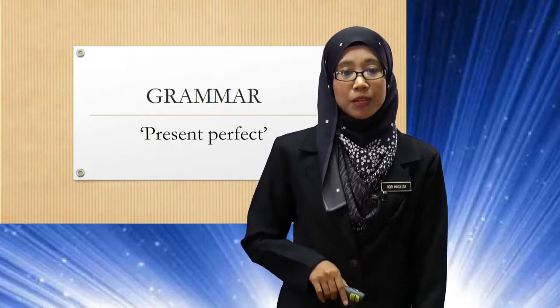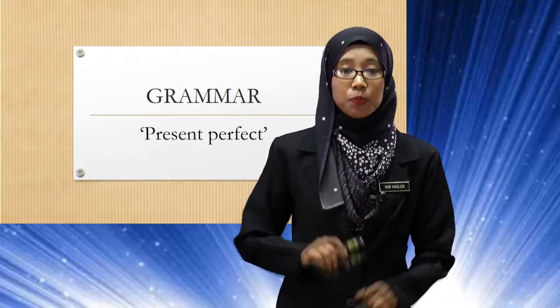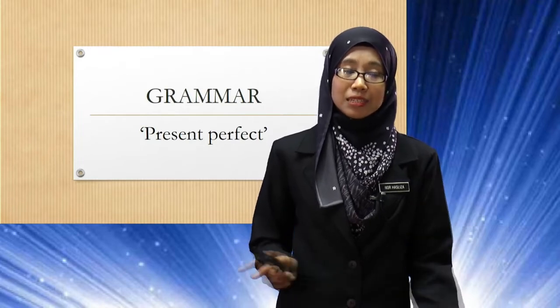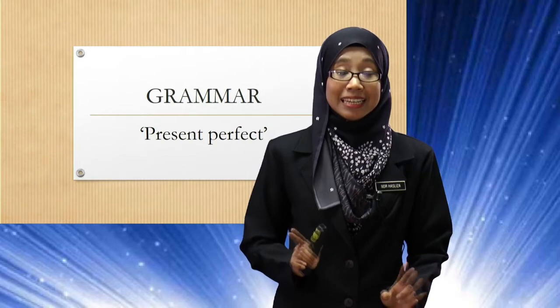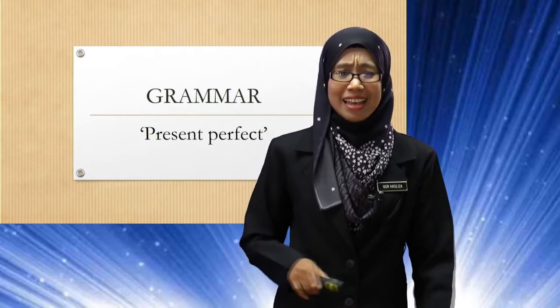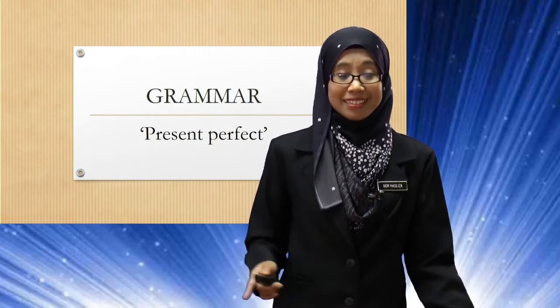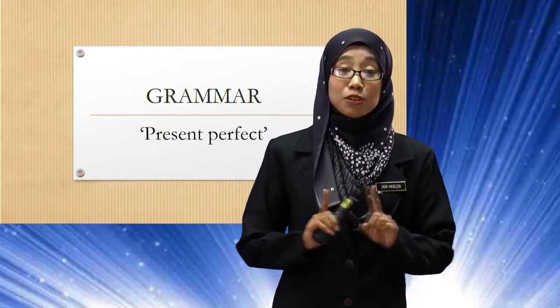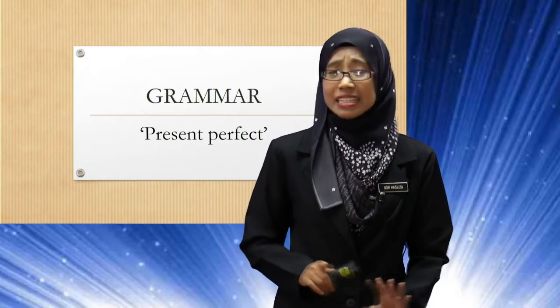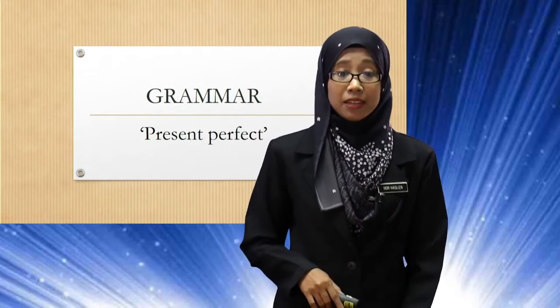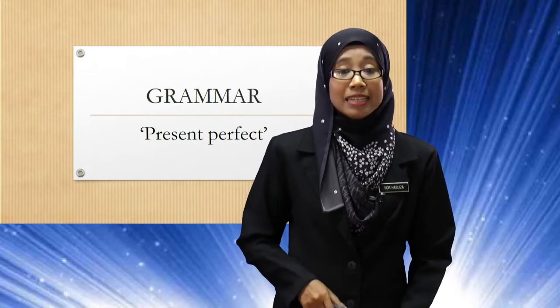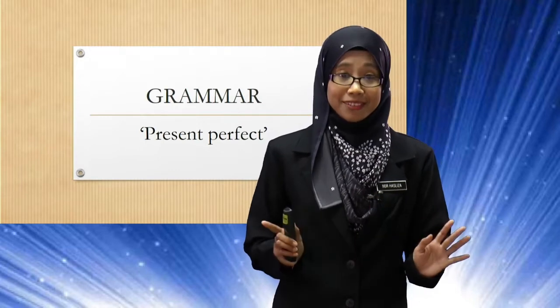To make it simpler, we use present perfect to describe an activity that happened in the past. It has happened already. The time it happened is not important and does not have to be mentioned. What is important here is the fact that it has happened.